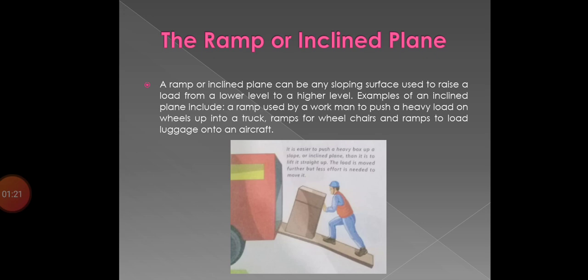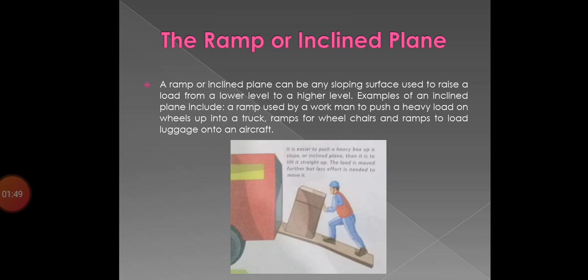Today we are going to study the ramp or inclined plane. A ramp or inclined plane can be any sloping surface used to raise a load from a lower level to a higher level. Examples of an inclined plane include a ramp used by a workman to push a heavy load on wheels up into a truck, ramps for wheelchairs, and ramps to load luggage onto an aircraft.